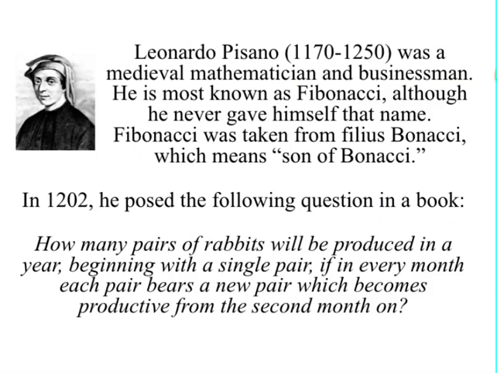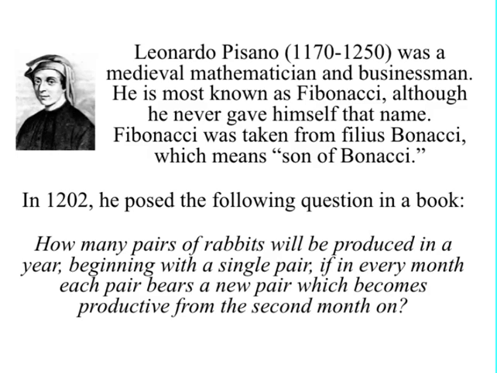Okay, so let's go ahead and talk real quick about this, kind of a little history lesson here. Leonardo Pisano, from 1170 to 1250, was a medieval mathematician and businessman. He is most known as Fibonacci, although he never gave himself that name. I think it's Filius Bonacci, which means son of Bonacci. So that's where his name came from.